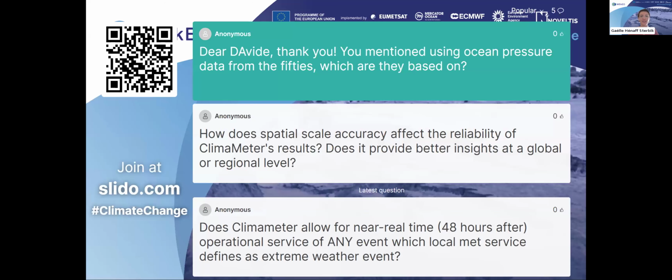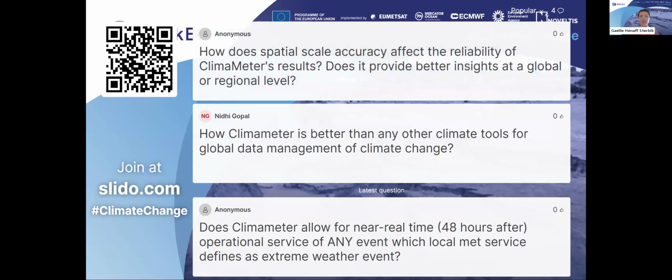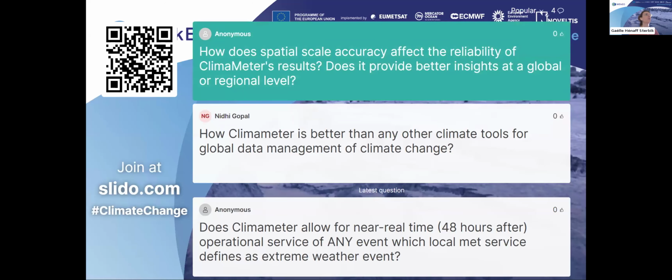Okay, thanks a lot. So the next question: how does spatial scale accuracy affect the reliability of climameter results? Does it provide better insights at a global or regional level? Thank you for this question. So climameter, as you can see from the example, we have to cut a certain area that fits our meteorological structure to perform the analog search. So it performs better at the regional level.